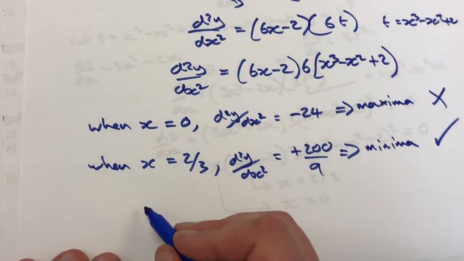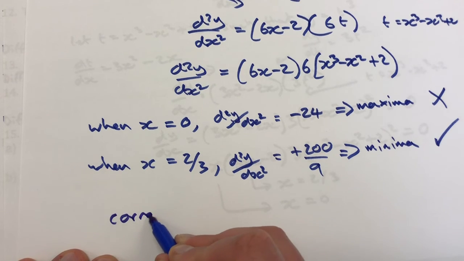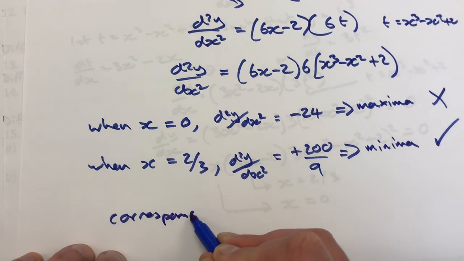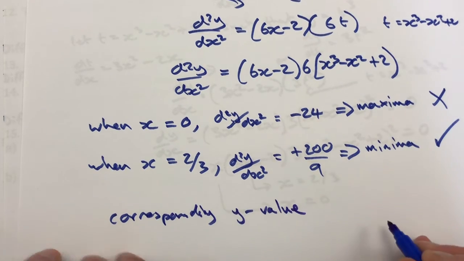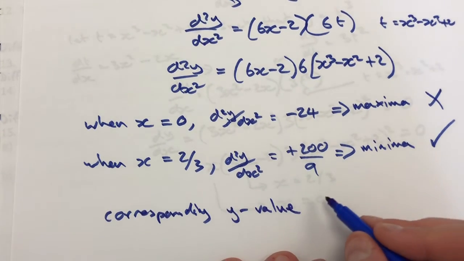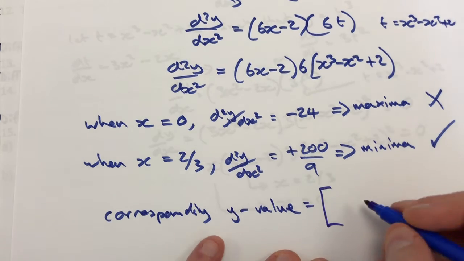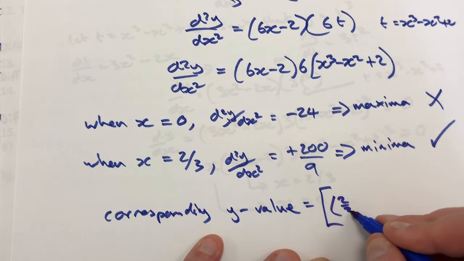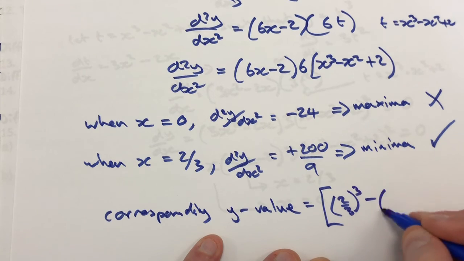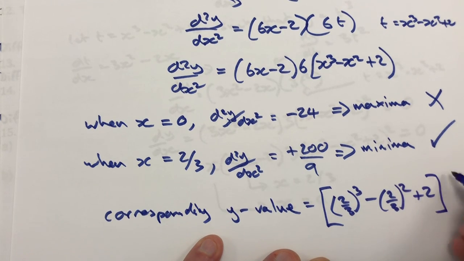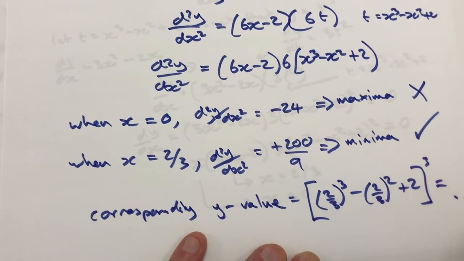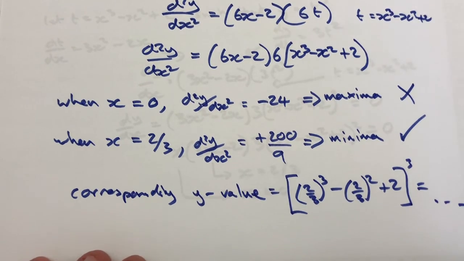And then if you need to find the corresponding y value, you would just input 2/3 into the original expression, which would be (2/3 cubed − 2/3 squared + 2) all cubed. But you don't need to do that for this question because it's just asking for the x value.